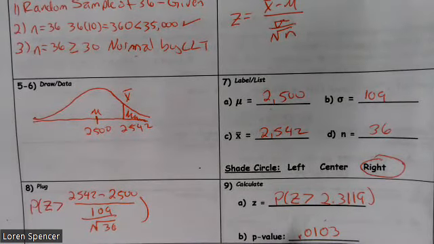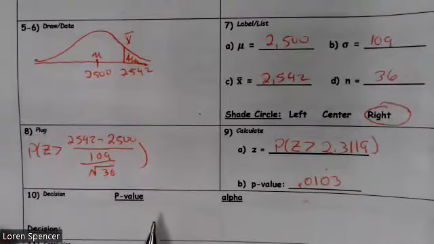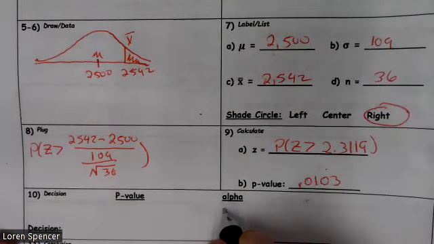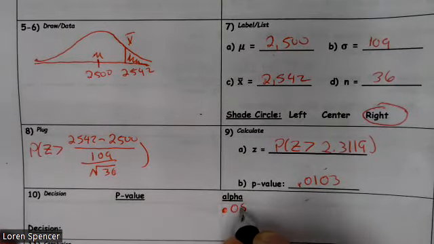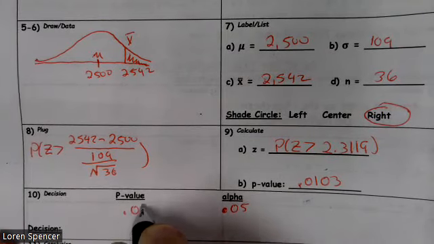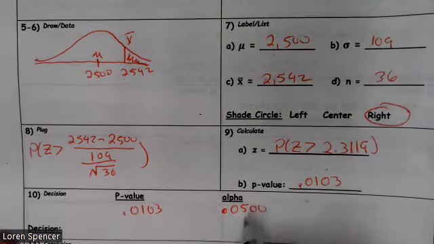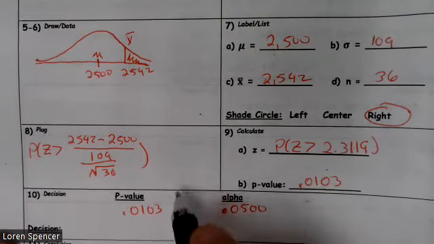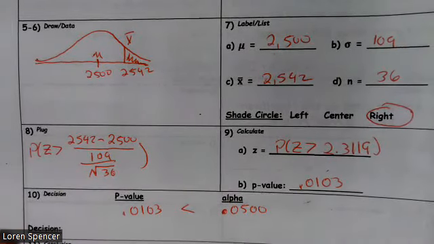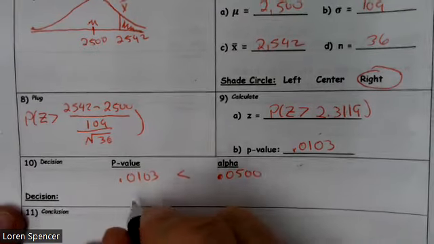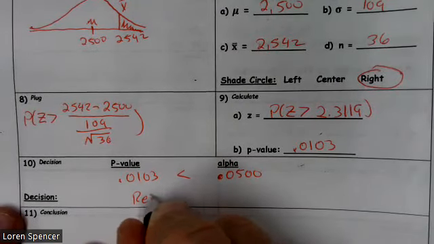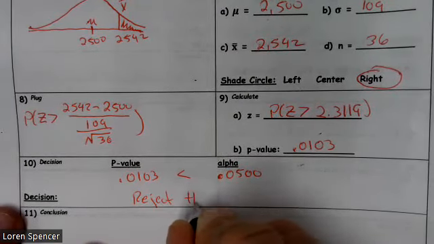They didn't give us an alpha this time to make a comparison. If they don't give us an alpha, we're going to use 0.05. Make them the same length: 0.0103 is definitely less than 0.0500. Whenever the p-value is less than alpha, we reject the null.